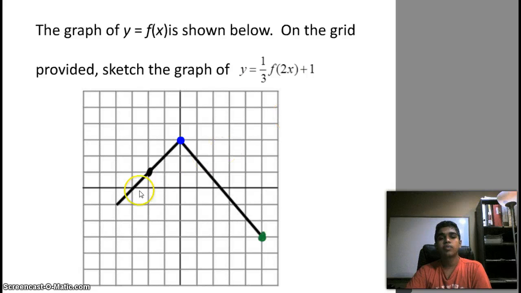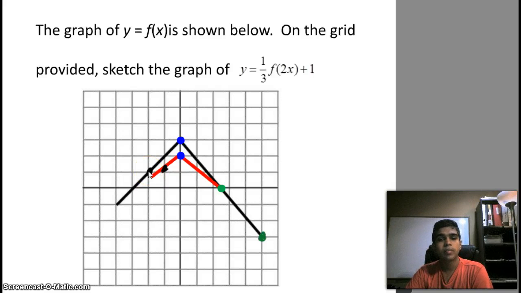For this graph, we have our original y equals f of x, and they've given us a list of transformations that we have to do. So I'll show you the graph first, and I'll explain why we have those points. That should be the new graph, and the colored dots represent the new points. So let's start off with the black dot.